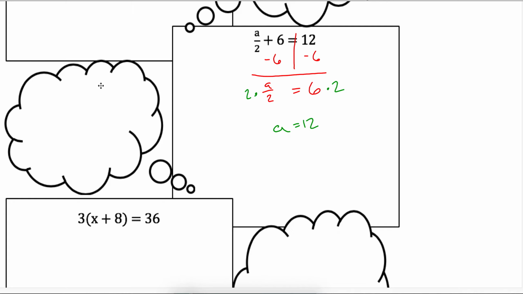So on this one, this is A divided by 2 plus 6. So you cannot do that. You want to start with subtracting 6 first.